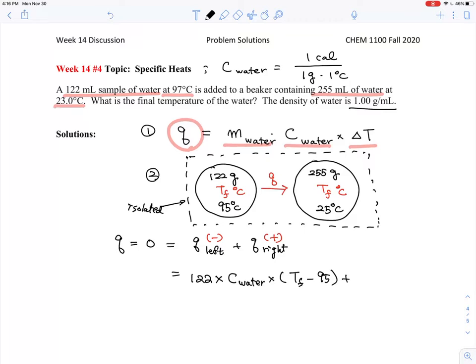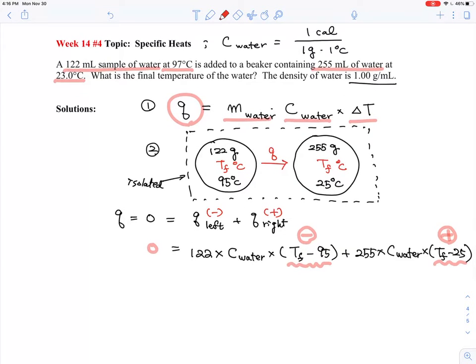So that's 5 degrees C, and here once more TF in the unit of degree Celsius, plus 255 times C of seawater multiplied by my final TF minus 25. Just for a recap, the first value will be negative, the second value will be positive, so overall this will be a zero value. That's how this one works out.